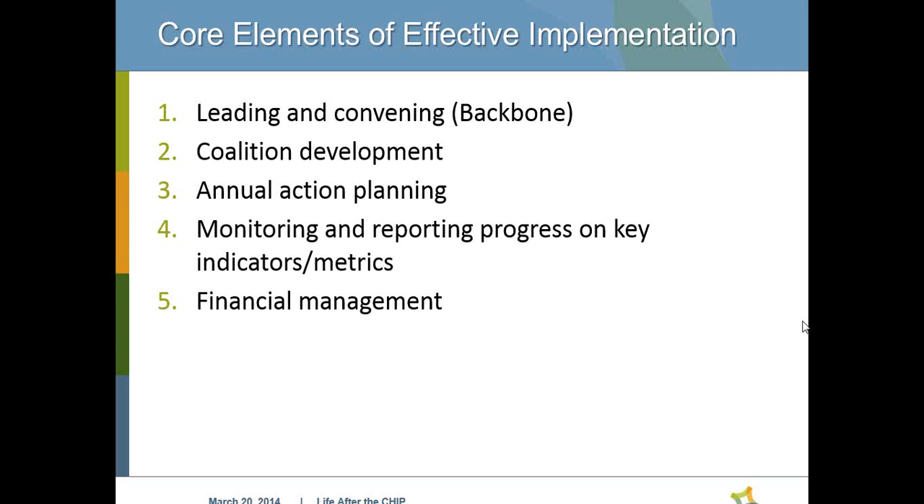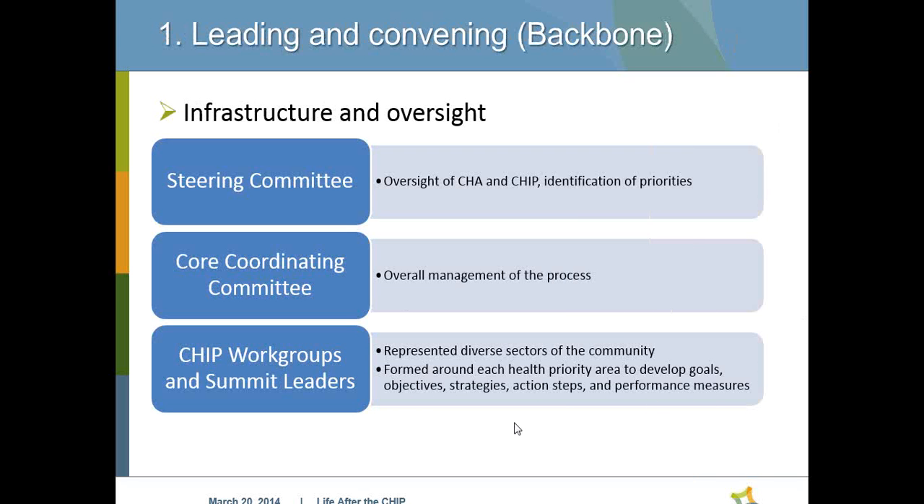All right, our next slide is leading and convening, the backbone. Our backbone focuses on infrastructure and oversight. Our existing body for the CHIP has an advisory committee, or the steering committee, and they really provided the oversight for the community health assessment and the community health improvement plan, including the identification of priorities. We then have a core coordinating committee, and they're kind of the worker bees of the entire process, and they manage the entire process as well. Both the steering and the core come from a core set of agencies. We worked with the nonprofit hospital partners, our large university system, our healthcare district, our county health and services, our transportation, and our mental health authority, including many, many other organizations.